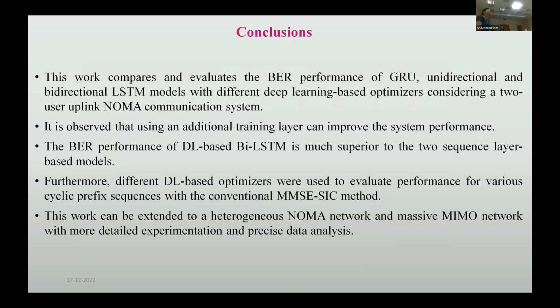So this is the conclusion. Here we have compared the BER performance of the different models, GRU, unidirectional and bidirectional LSTM, with different optimizers. It is observed that by using more training layers, we can improve the performance. And the performance of the layer-based Bi-LSTM is much better than the other models. Different deep learning based optimizers are also used here, with different cyclic prefixes.